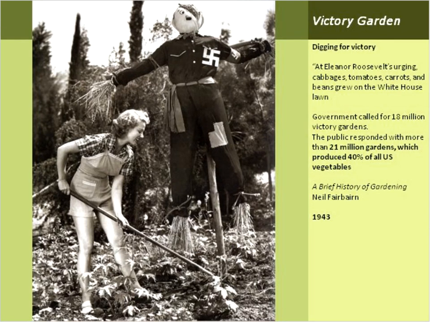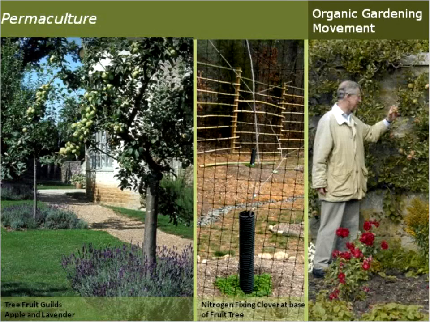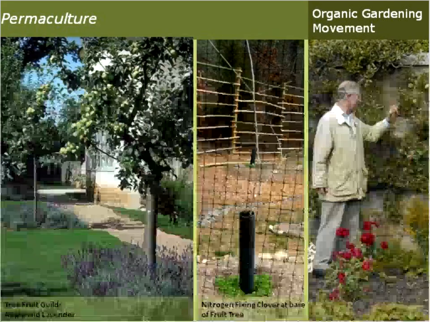During the Victory Gardens era, Eleanor Roosevelt urged us to get out there and create these gardens, and we ended up with 21 million gardens, which produced 40% of all U.S. vegetables. Pretty impressive in 1943.